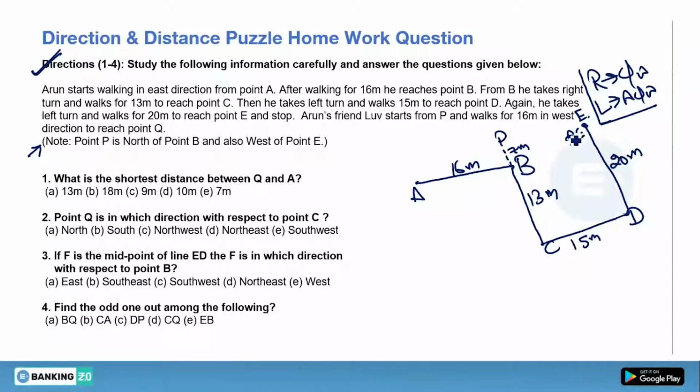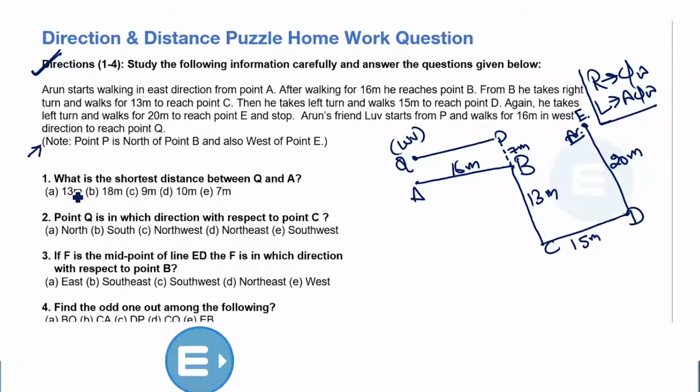because then only P will be on the west side of E. Now Arun's friend Lovesh starts from point P and walks 16 meters in the west direction. From point P he is walking 16 meters west, so he will go this side, and he will stop at this point, which is point Q. So this is Arun's friend Lovesh's path. Now this is the complete diagram.